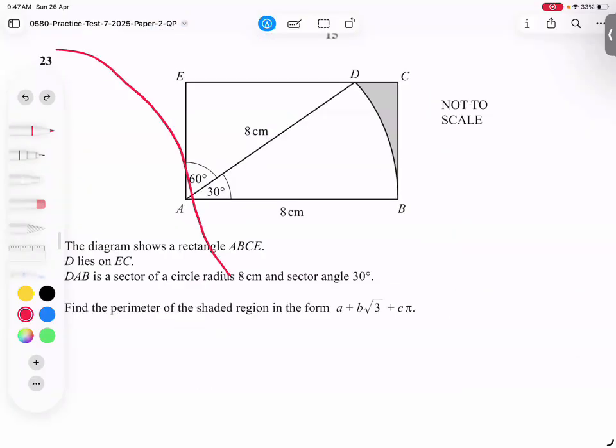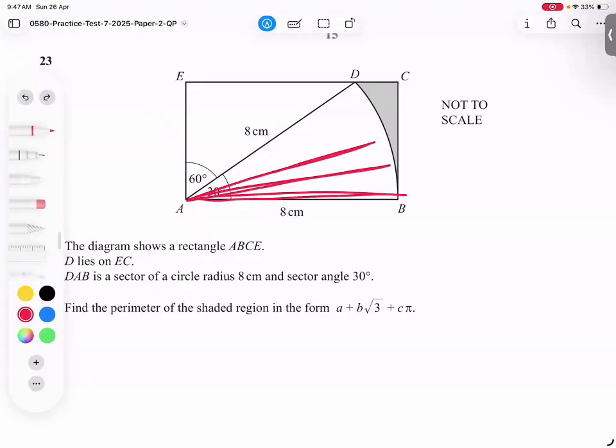Question number 23, students. We have a rectangle, and you can see clearly two angles are given, and 8 is given, and this also 8. The reason is very clear, because sector, radius, radius, radius, and radius. And we are asking for the perimeter of the shaded portion. So it means basically he is asking DC, then CB, and then the arc length.